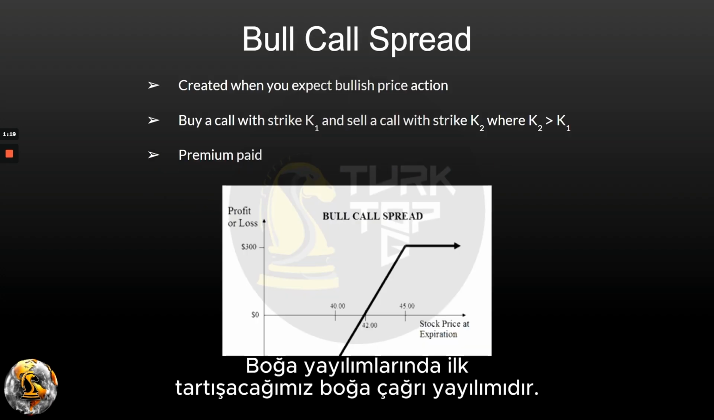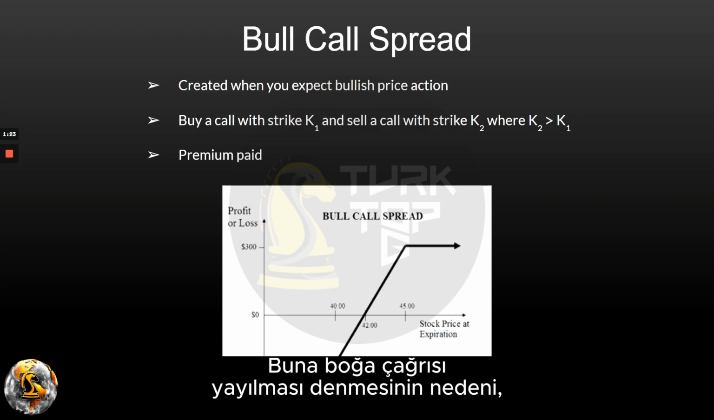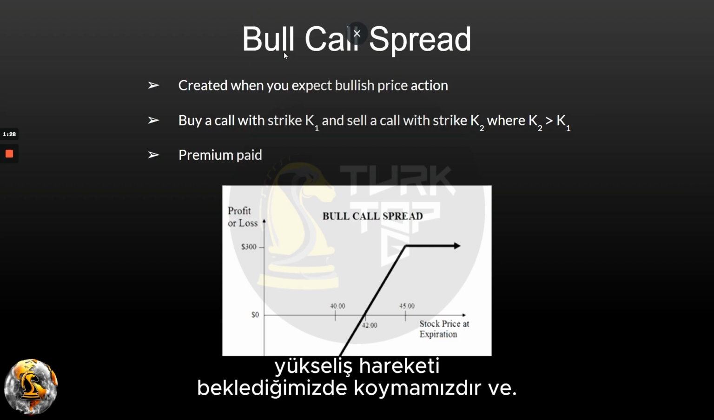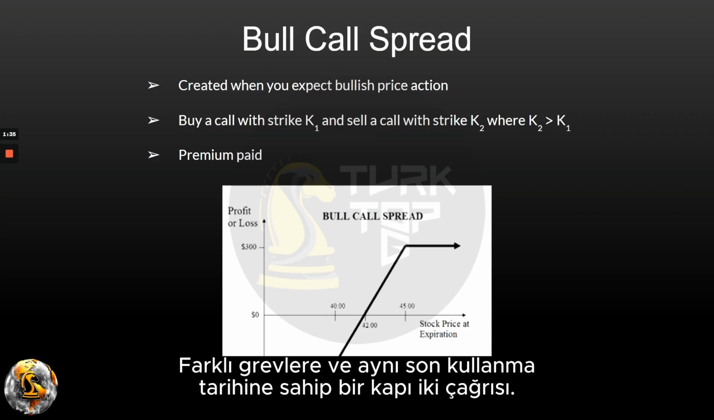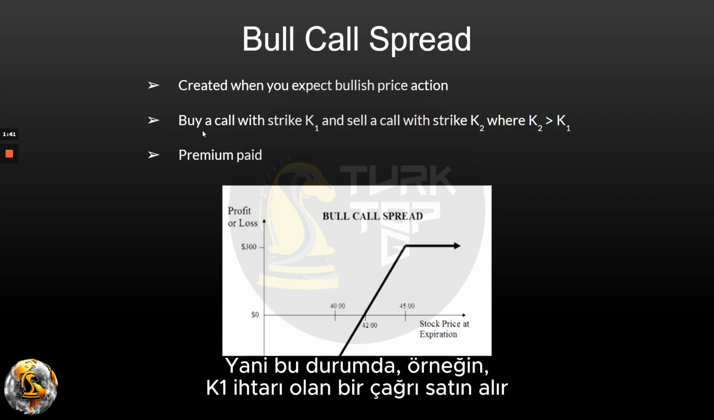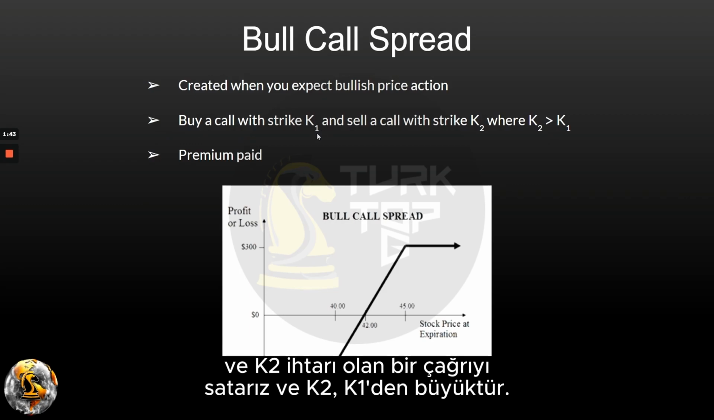The first one we'll discuss in bull spreads is the bull call spread. The reason it's called bull call spread is we put it on when we are expecting bullish action, and the way the trade is placed, it uses two different kinds of calls, aka two calls with different strikes and the same expiration date. So in this case, for example, we would buy a call with strike K1 and sell a call with strike K2, and K2 is greater than K1.